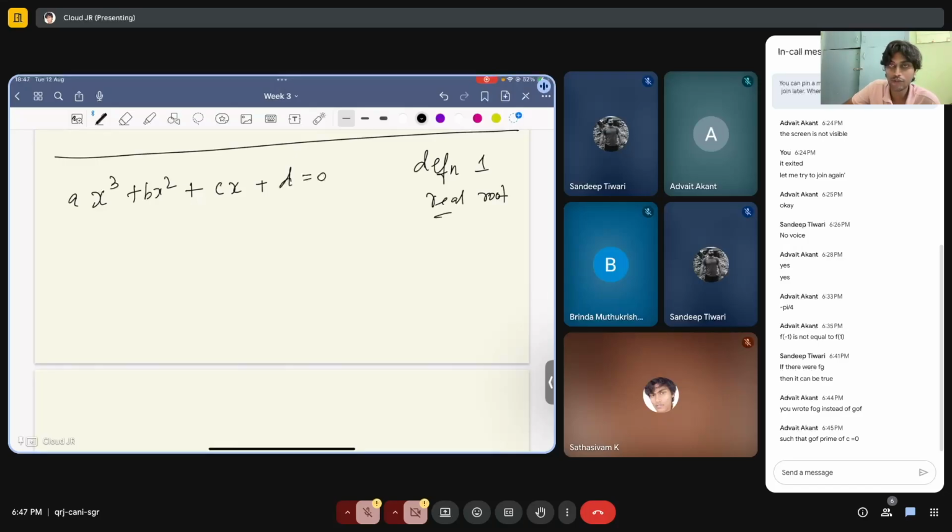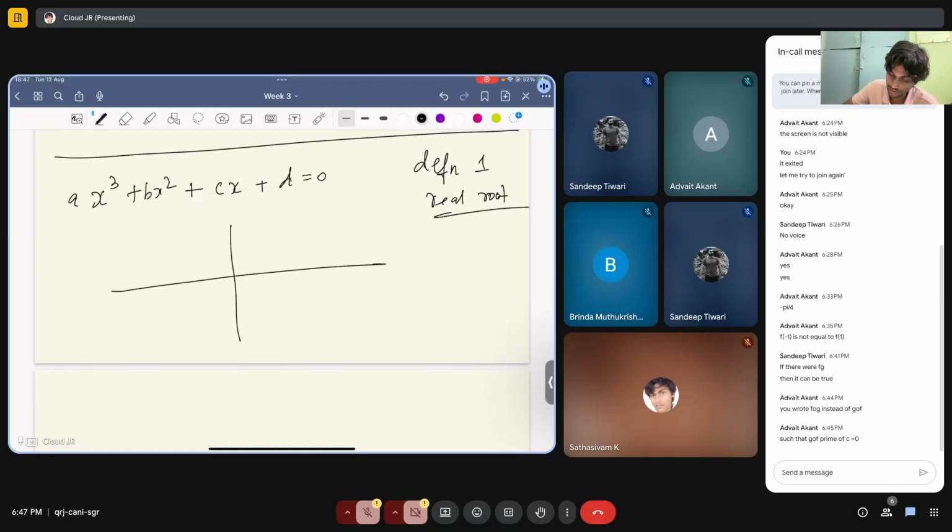So this much we know. Now the question is, can it have more than one real root? I mean, it depends on the coefficients, of course. But I will tell you, there is some place we can use Rolle's theorem. Okay, I will tell you here.